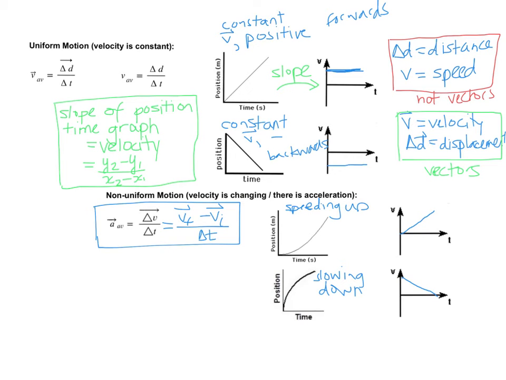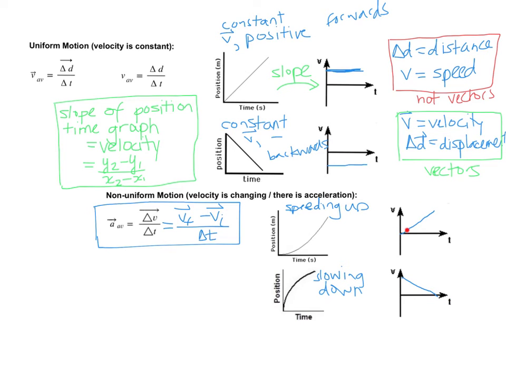So we should know the graphs for when velocity is changing and there's acceleration, for speeding up and slowing down. And we should also know how to use this acceleration formula if we know our final velocity and initial velocity and time. The last thing that we want to do is, if we look at the velocity time graphs, we have a linear graph because the velocity is changing.